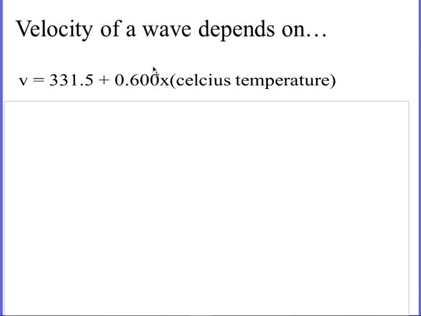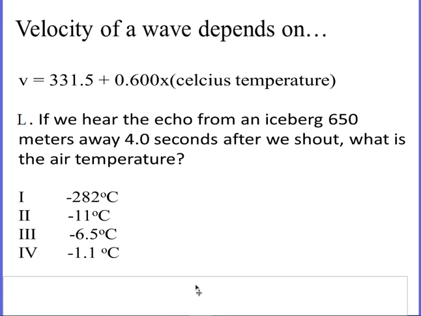For every degree you go above zero, the velocity of sound increases by 0.6 of a meter per second. Every degree you go below zero, this becomes smaller by 0.6 of a meter per second. You will not need to memorize that, but you probably will use it so often you will get to know it. So will you please do this problem and recall that with an echo, it both has to get to the iceberg and bounce back in those 4 seconds.